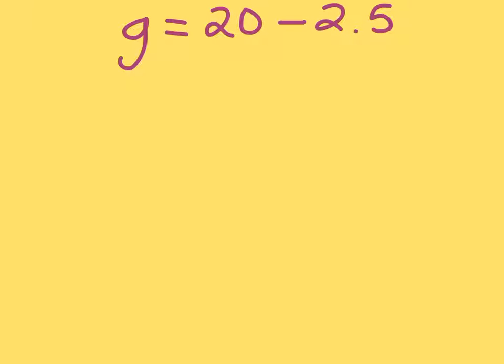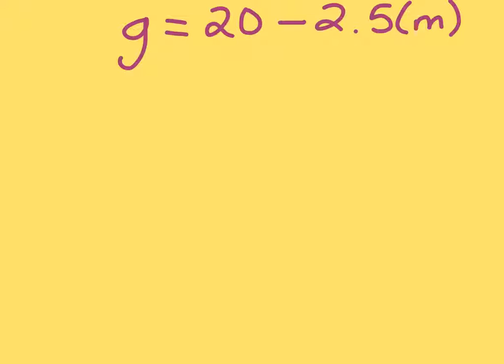Alright, so let's see what we can come up with here. G stands for the gallons remaining. So the gallons remaining is going to be equal to the 20 gallons that we started with, because that's how much was in the bathtub when we began, or when we ended the bath or whatever. We had 20 gallons, and then we're going to minus 2.5 gallons for every minute that time goes by.